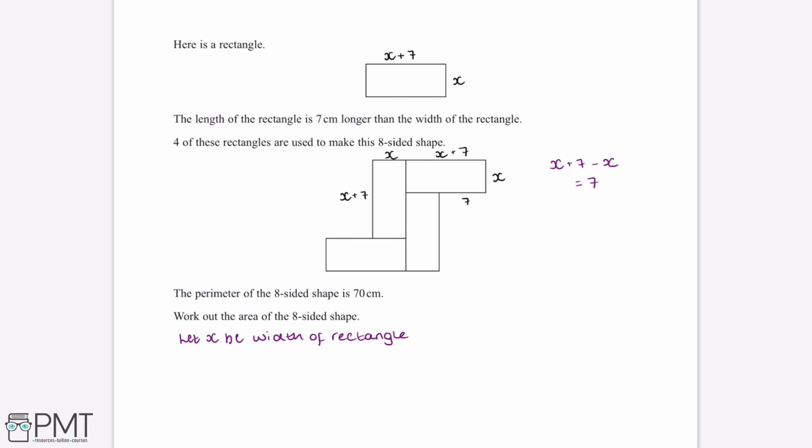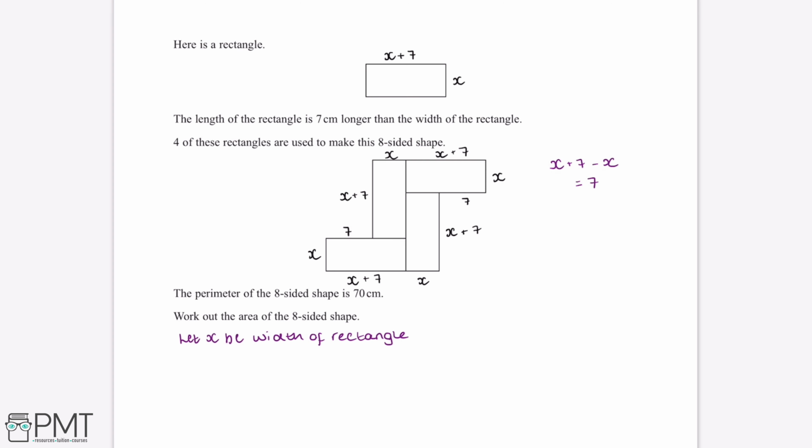The next side is x plus 7 centimetres. This is a width, so will be x centimetres. This is a length, so will be x plus 7 centimetres. The next side is a width. And then finally we have another side which will be equal to 7 centimetres, because again, this is a length, and then this shorter side here is a width.